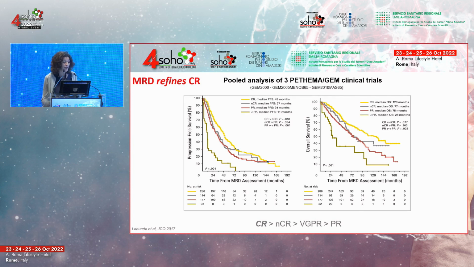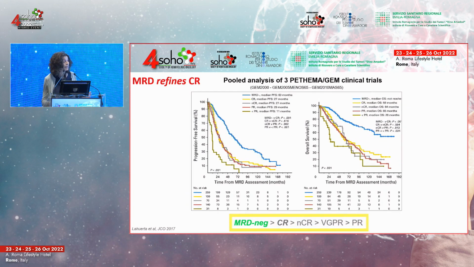in yellow in these survival curves, the good clinical outcome of these patients is actually due to the presence among them of patients with undetectable residual disease, and that this particular category of patients, the MRD negative patients, shown in blue in this survival curve, are those with the best clinical outcome, whereas patients in CR but MRD positive behave similarly to patients in near CR or in VGPR.